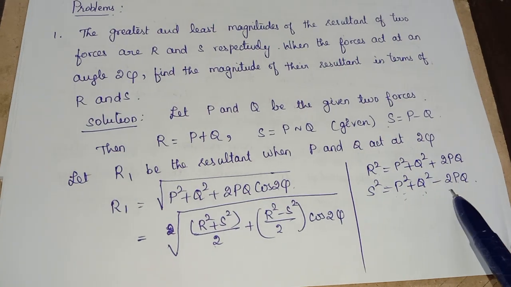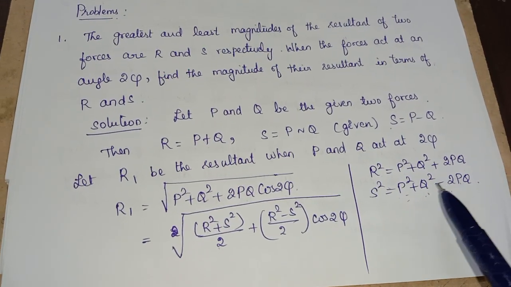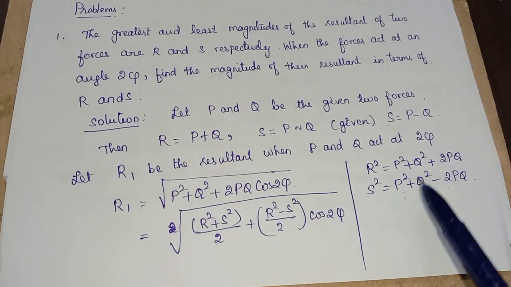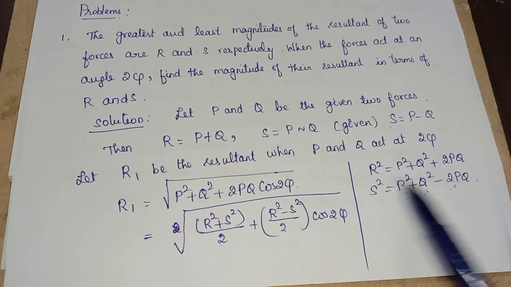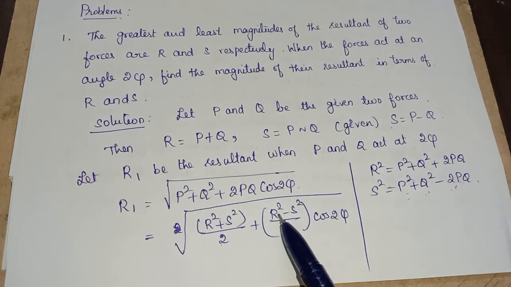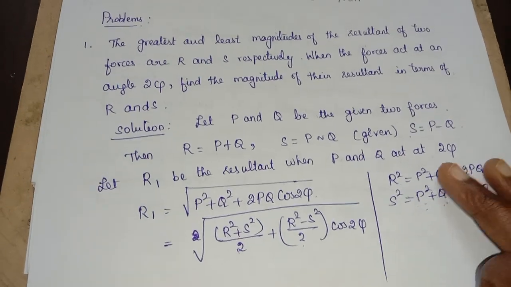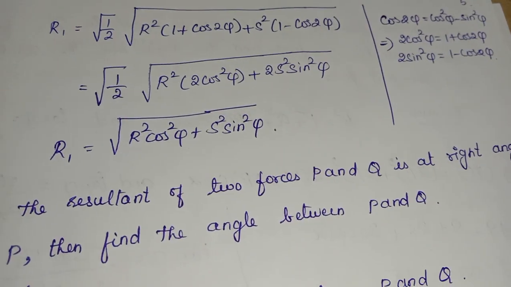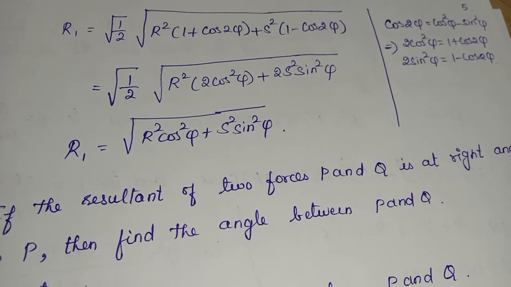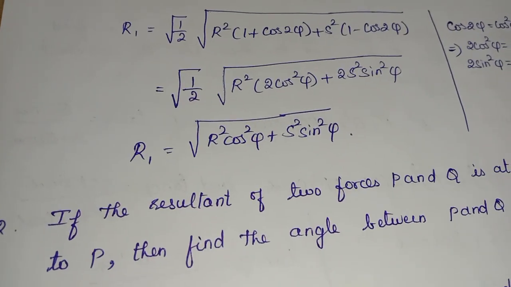And when you subtract these two results, you will be getting 4PQ, so instead of 2PQ, what can you write? R square minus S square by 2, right? So what will you have? R1 equals square root of 1 by 2, you take it outside, R square into 1 plus cos 2 phi.